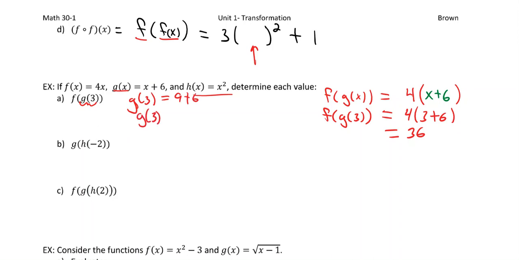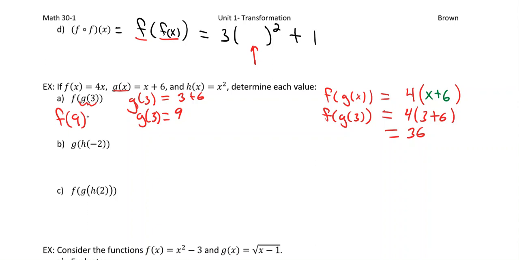G of 3 would be 3 plus 6, which would be 9. Yeah? Okay, so now that I know g of 3, maybe you guys are seeing where I'm going here. All I've got to do is go f of, well, what is g of 3? G of 3 was 9, so let's just go f of 9, because that's what g of 3 is.